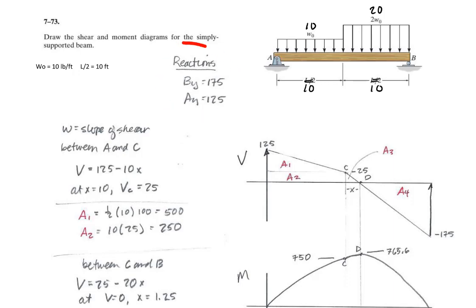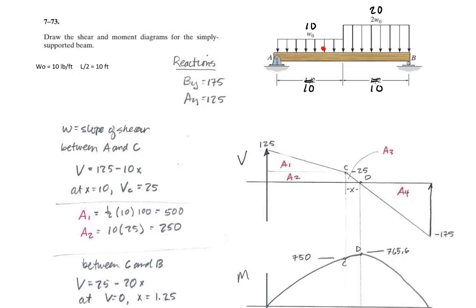Again, I didn't write that down, but you can do that. Let's draw the graph. Once I have the reaction of AY, I know it goes up 125. Now let's jump over to BY. I know that it goes up 175. That's the way I would probably start. From here, I know that the shear starts at 125 and goes down at 10 pounds per foot. Okay, that is a negative 10 as it goes down.